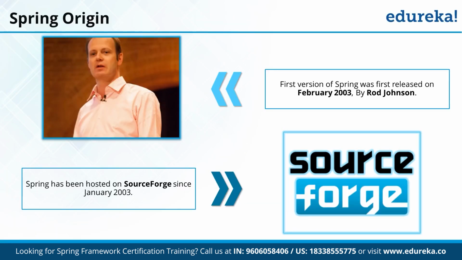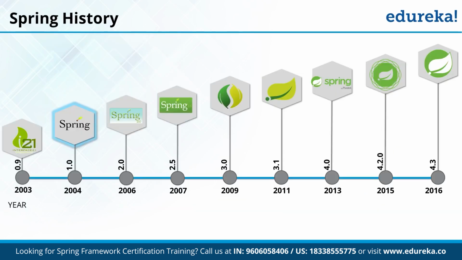Spring has been available on SourceForge since January 2003. It's an open source project introduced by Rod Johnson. The first version was released in February 2003, and since then Spring has been available as an open source community. You can always browse spring.org, browse its APIs and documentation, and learn a lot. Over the years, we got 4.3 as the latest version in 2016, which is widely used in the Spring framework.